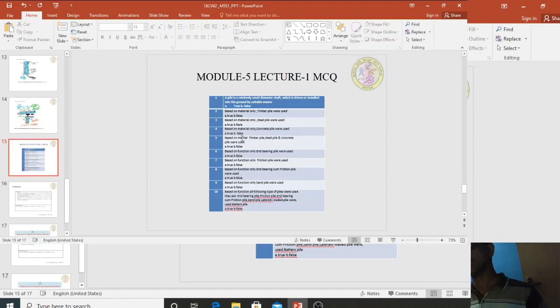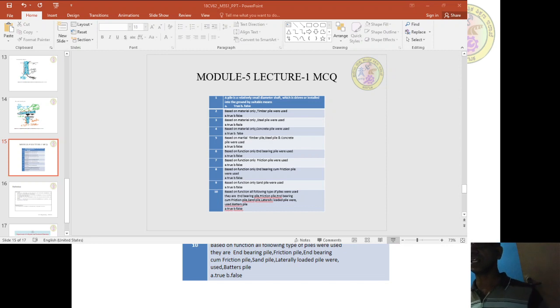Some of the MCQ questions related to today's topic are: a pile is a relatively small diameter shaft which is driven or installed into the ground by suitable means. Option A is true, option B is false. The correct answer is option A. Based on material, only timber piles were used. No, based on material, timber pile, steel pile and concrete pile are there. Therefore, option B, false.